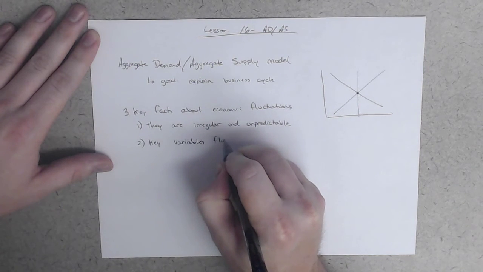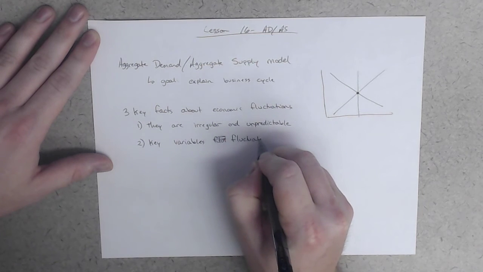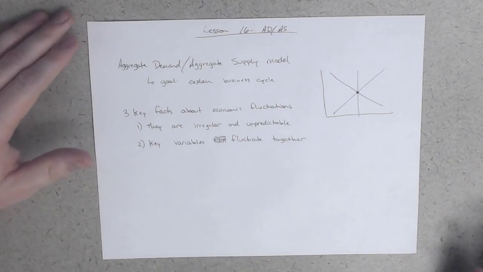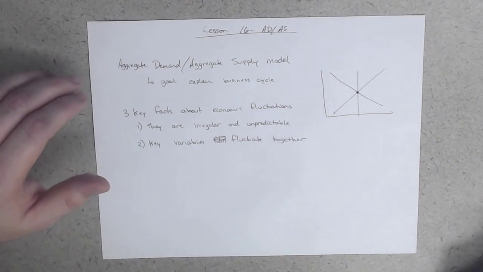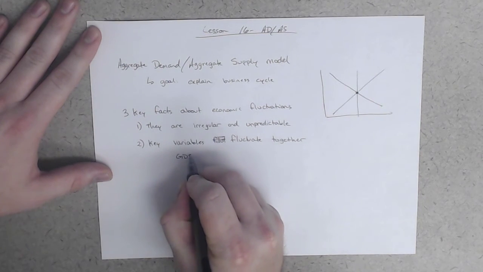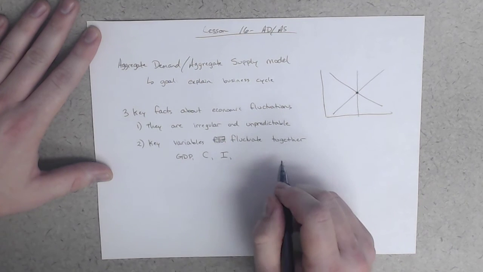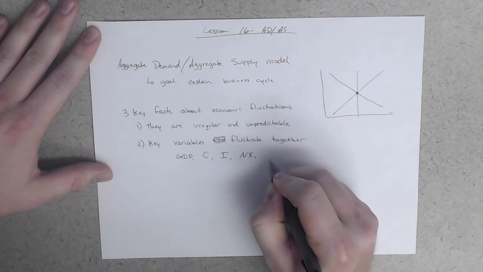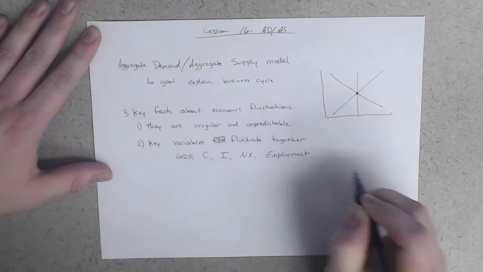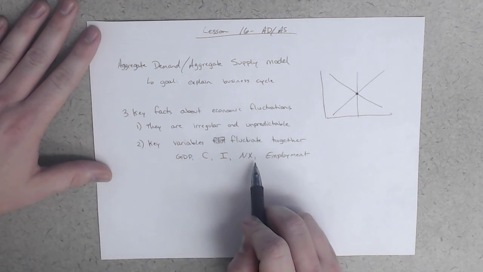The second key fact is that key variables fluctuate together. Okay, and here, the variables that we're concerned with, at least in macroeconomics, are GDP, consumption, investment, net exports, and employment. Right? And as you can probably recall, there's a great equation that relates 4 of these together.